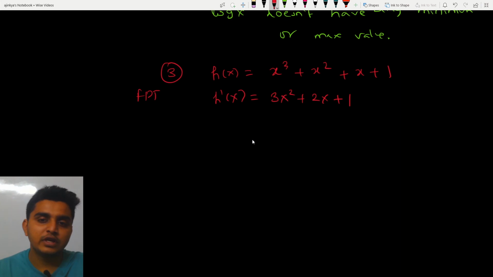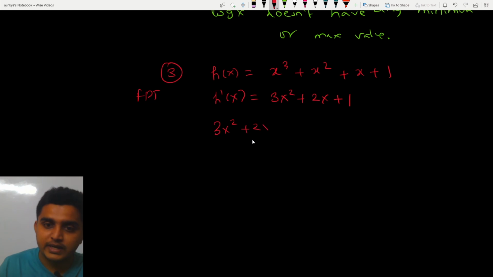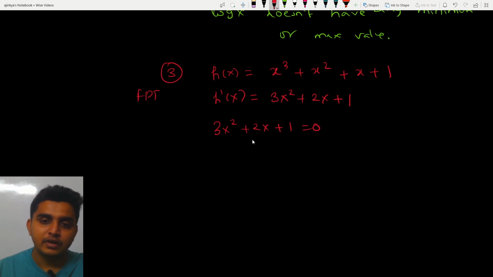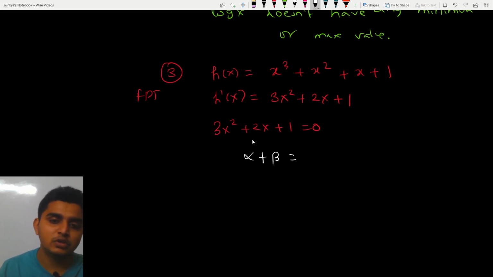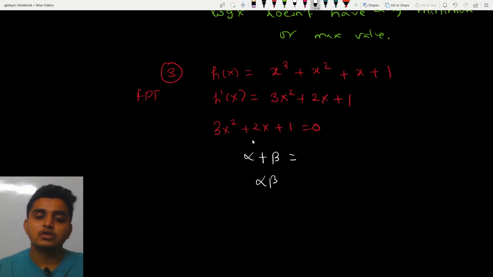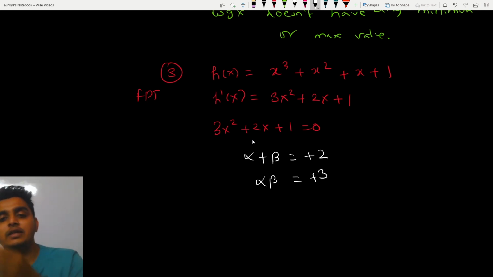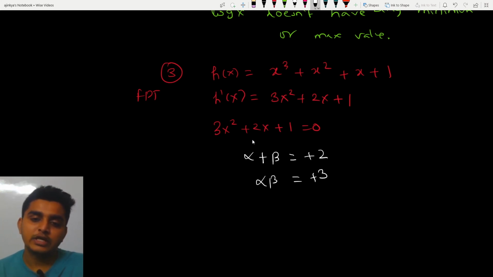And then we need to find out if this particular function has any kind of a 0, which means 3x square plus 2x plus 1 equals to 0. So is there any possibility where this quadratic equation has two roots? Let us say that this has two roots, alpha and beta. The sum and the product we need to find out. So we know that the sum is equal to plus 2 and the product is plus 3. So are there any roots where the product of the roots is 3 and the sum of the roots is 2?